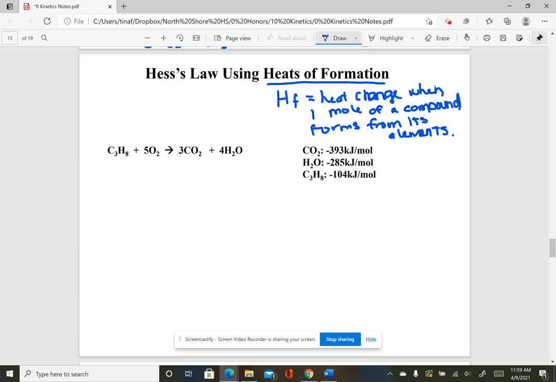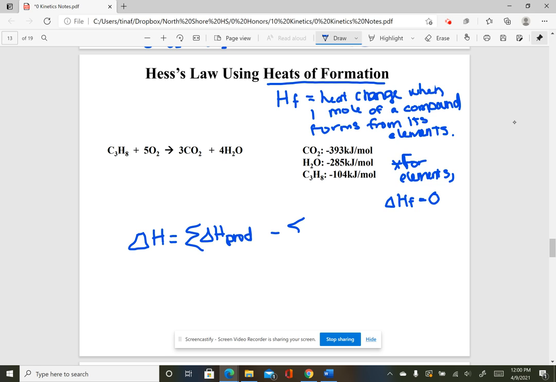Okay, so it's important for you guys to know too. You'd have to be given the heats of formation for all the compounds in the reaction. There's no way of you knowing that or memorizing that. What you do have to memorize is that for elements, so for things that are not compounds, for things that are alone, the heat of formation is 0. Okay, so what your formula is, if you want to find heat of reaction, you're going to want to do the sum of the delta H's of the products minus the sum of the delta H's of the reactants.